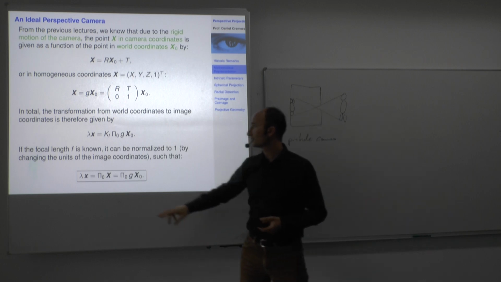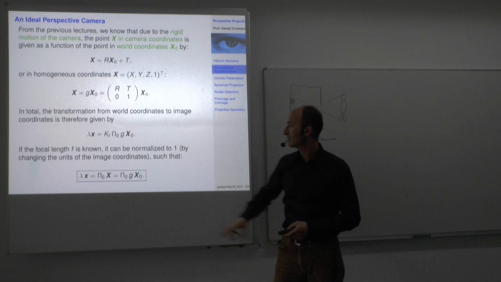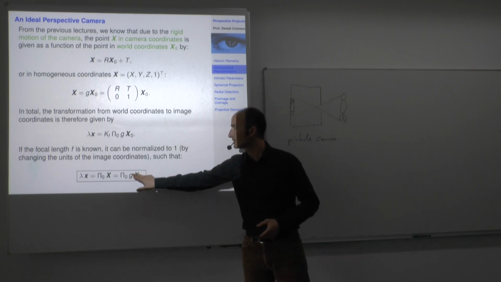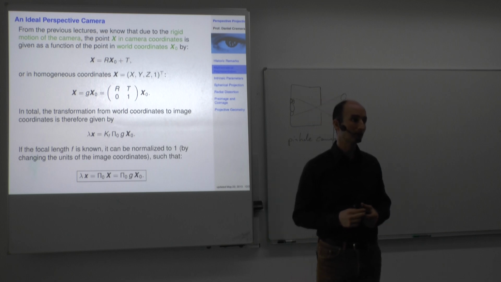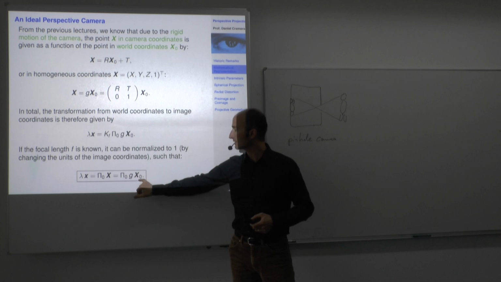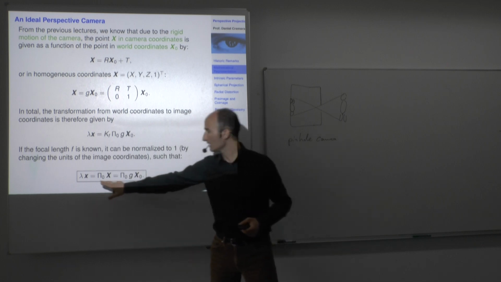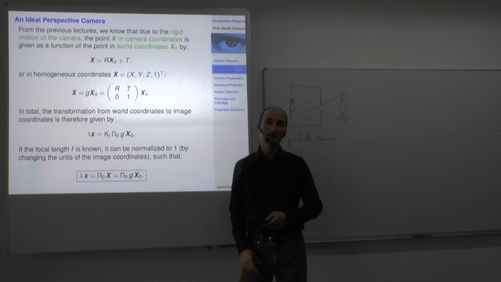And so then the projection is nothing but lambda x is pi 0 times rigid body motion times the world coordinate vector X0. And so you see there are two effects that we have to get from world coordinates, 3D coordinates, to image coordinates, and that is a rigid body motion, g, and a projection matrix, pi 0.